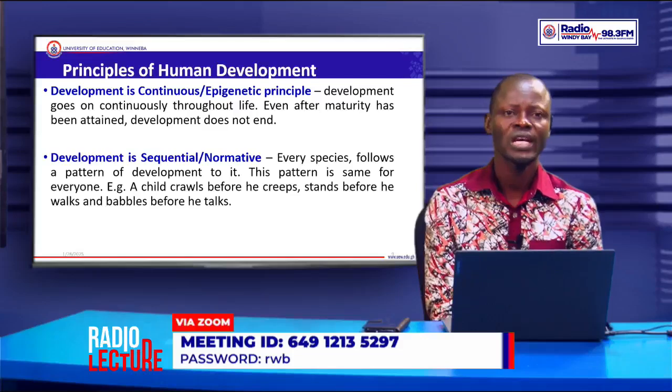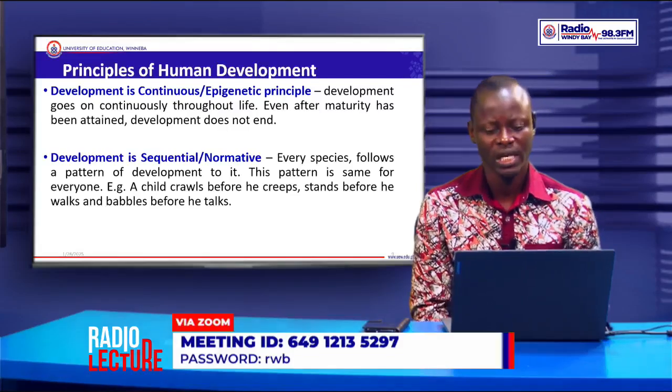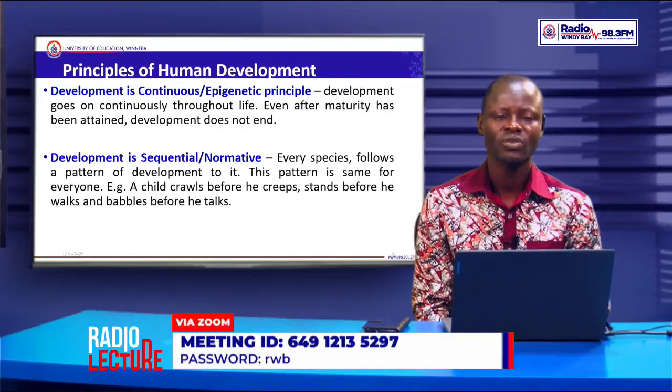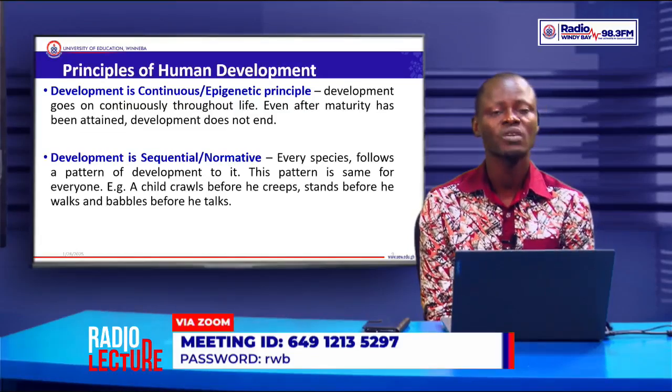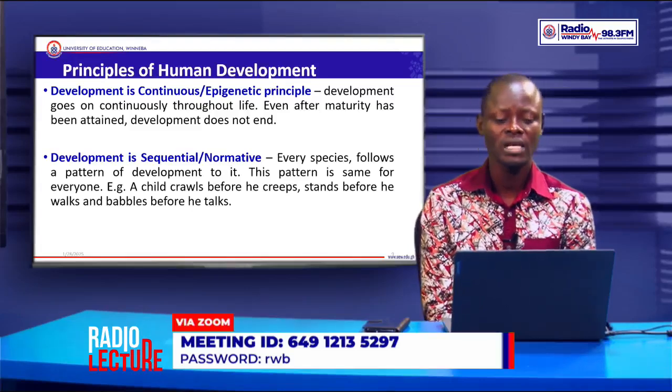The next one is that growth is sequential, or normative. This tells us that every species, including human beings, has a pattern of development that it subscribes to. This pattern is the same for everyone.